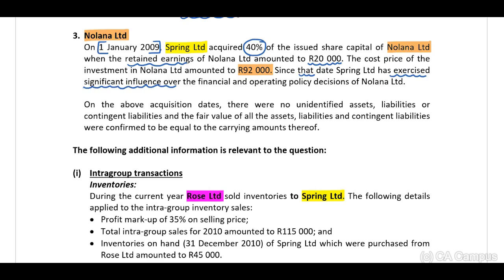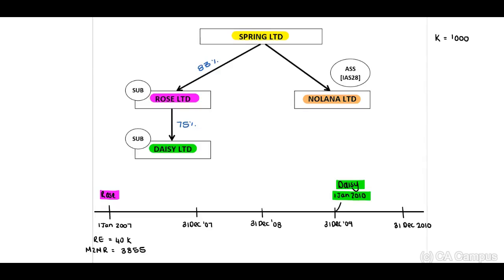Immediately, what do you need to identify? That this is an associate. Therefore, you need to apply IAS 28 and you need to equity account. Therefore, guys, on our structure, we need to include that we have purchased Nulana, the associate, on 1 January 2009.